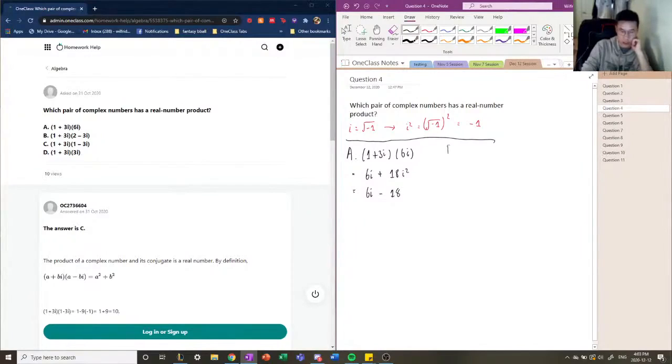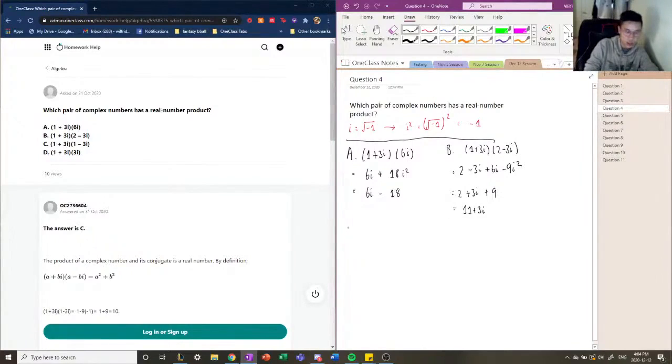All right, let's look at B. B is going to be 1 plus 3i times 2 minus 3i. We're going to use cross multiplication, or FOIL, to expand this. So it's going to be 2 minus 3i plus 6i minus 9i squared. If we simplify this, we get 2 plus 3i plus 9, because i squared is -1, so negative, negative, positive. So we get 11 plus 3i, which is not a solution again.